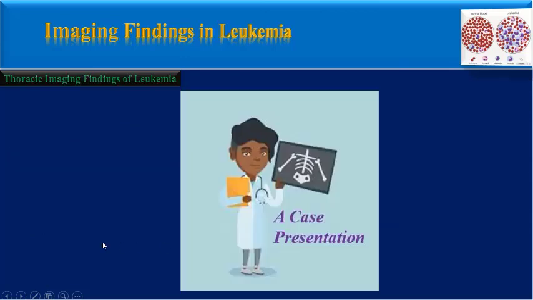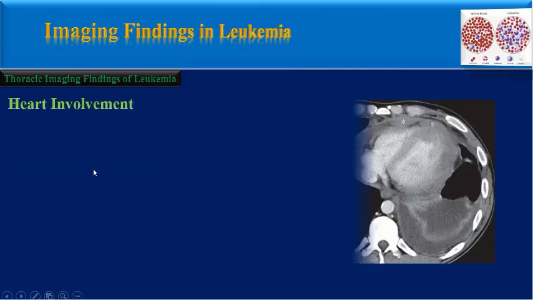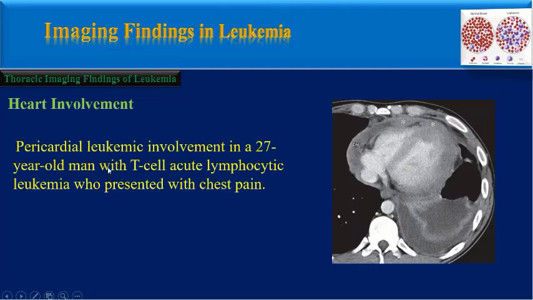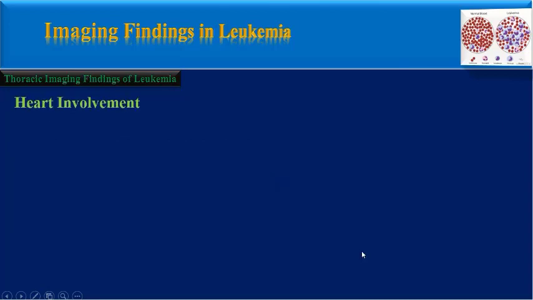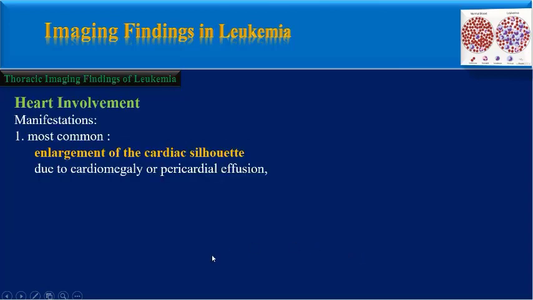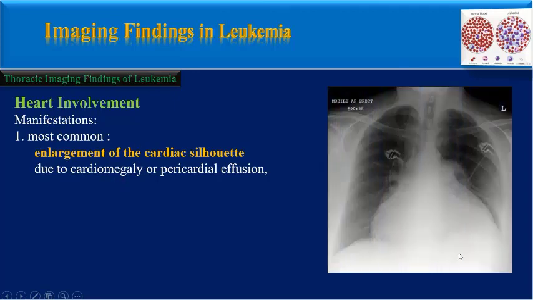A case presentation of heart involvement. In this image, pericardial leukemic involvement in a 27-year-old man with T-cell leukemia who presented with chest pain. We can see pericardial effusion and pericardial nodularity. What is the manifestation of heart involvement? The most common manifestation is enlargement of the cardiac silhouette due to cardiomegaly or pericardial effusion.